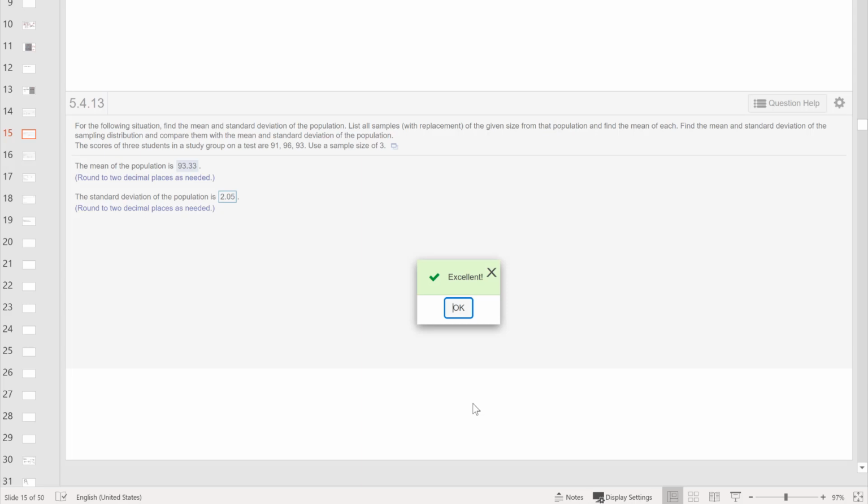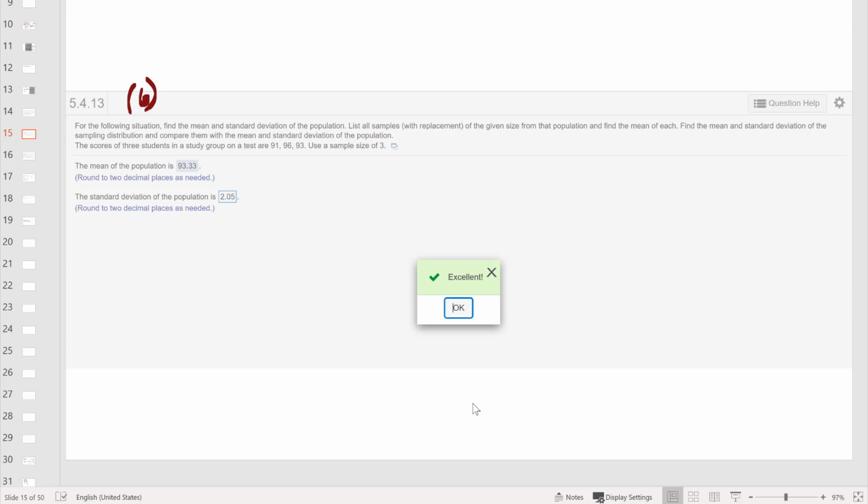This is 5.4.13. So we are in 5.4, and I believe this is question number 6 in that section. Okay, so let's go for it here. So I'll let you guys read it for yourself. You have a question that's very, very similar as well. But find the mean and standard deviation of the sampling distribution. Compare that with the mean and standard deviation of the population.